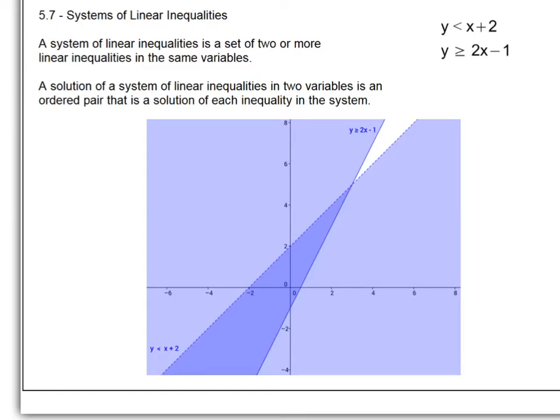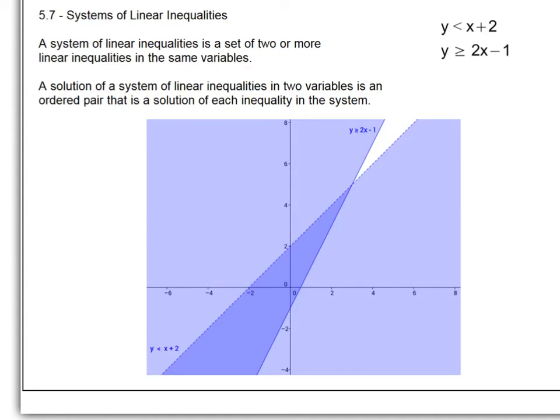Just like a solution to a system of equations had to satisfy all of the equations, a solution to the system of linear inequalities must satisfy all of the inequalities in the system. In this particular example, we have the two inequalities, y is less than x plus 2, and y is greater than or equal to 2x minus 1.